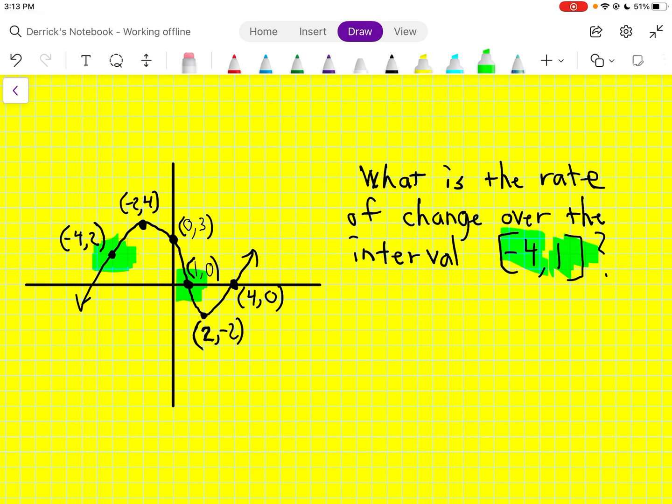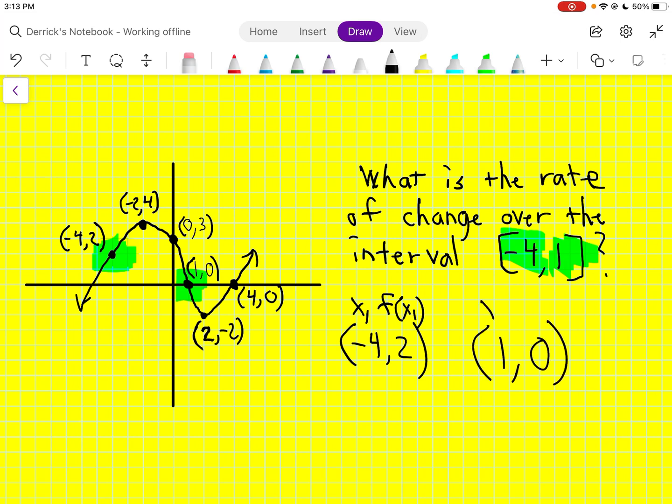Okay? And so that means we want to designate one of these points our x sub 1, y sub 1, or our x sub 1, f of x sub 1. Then we designate the other one x sub 2, y sub 2, or x sub 2, f of x sub 2. Just like with slope, it does not matter which one you pick as your first point versus your second point. I'll just go from left to right. So we will say the point -4, positive 2 is our x sub 1, f of x sub 1. And we will say the point 1, 0 is our x sub 2, f of x sub 2.